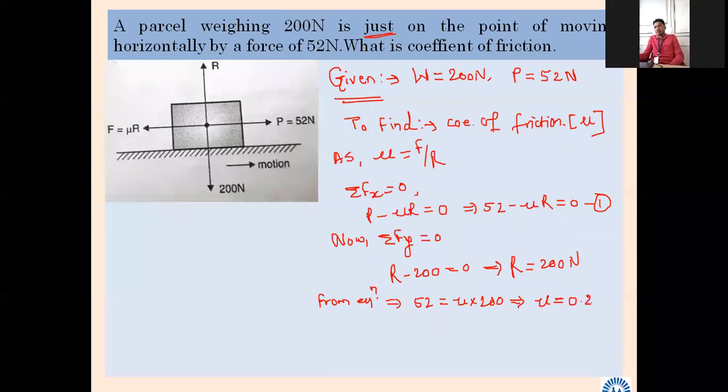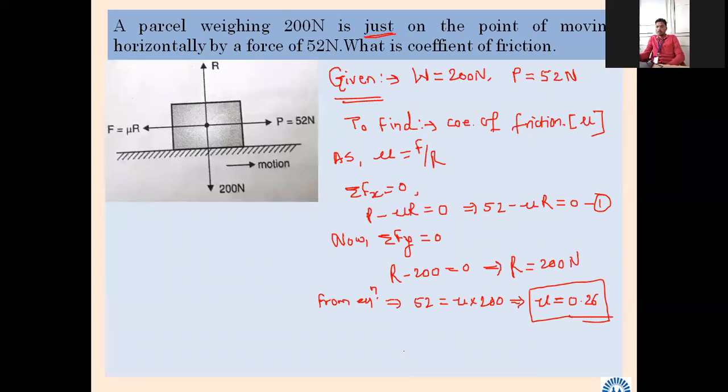Okay. Is it our aim to calculate this much only? Yes, sir. Only this much. And we have seen coefficient of friction lies between, its range is what? 0 to 1. It should come between 0 and 1. So is it coming between 0 and 1? Yes, sir. So here frictional force is not asked.